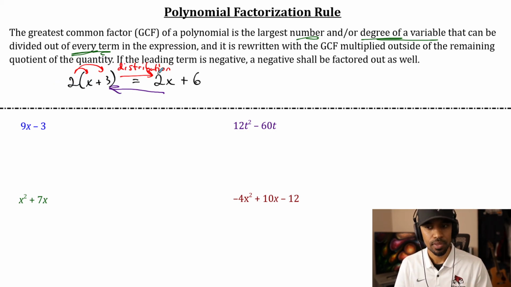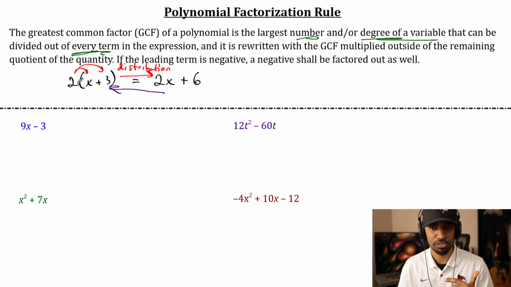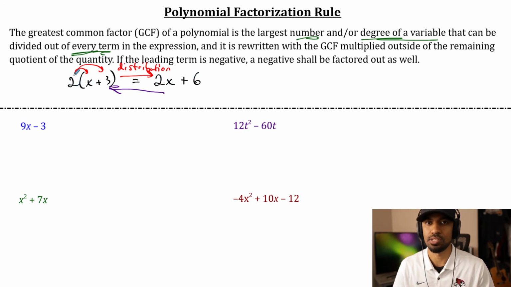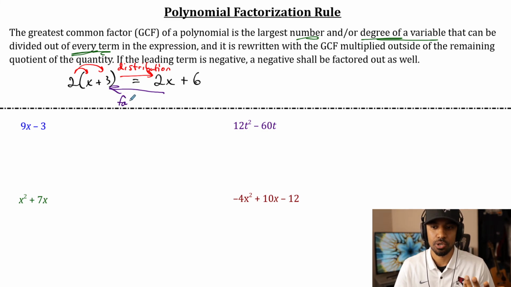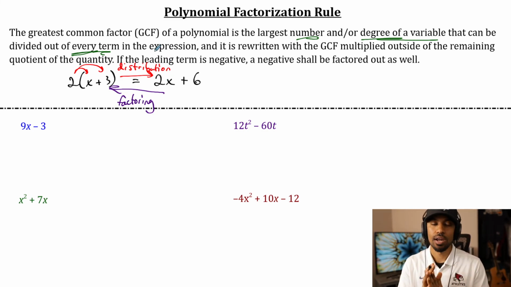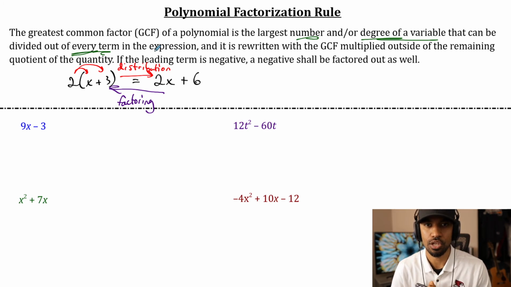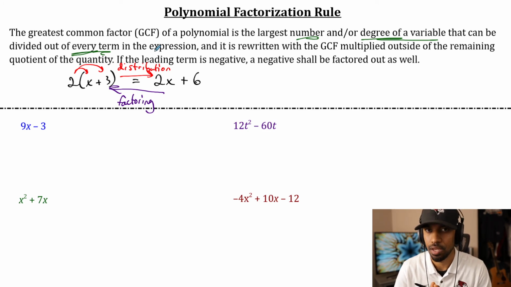Notice that 2 can divide out of 2x, 2 can divide out of 6, and 2 becomes what's in essence the greatest common factor of the x and the 3. So it's kind of an anti-distribution here. That's what factoring is. It is an anti-distribution. So if you want to double check any of your work to make sure that you've done something correctly, you can just distribute back out and see if you get the same answer.